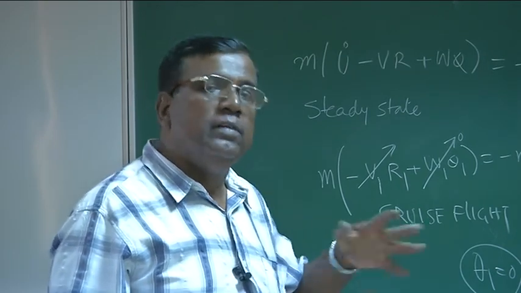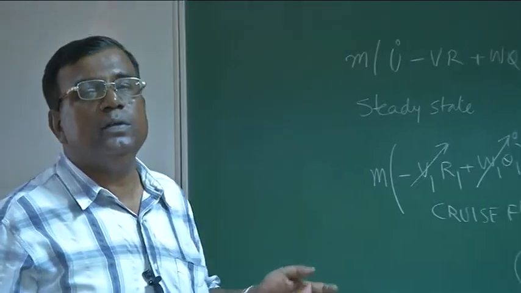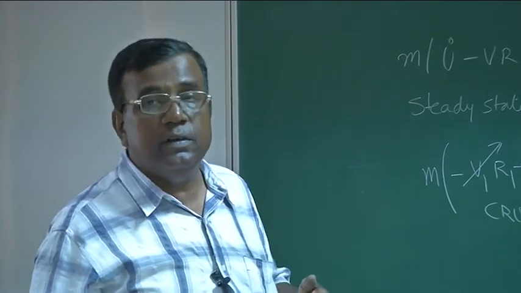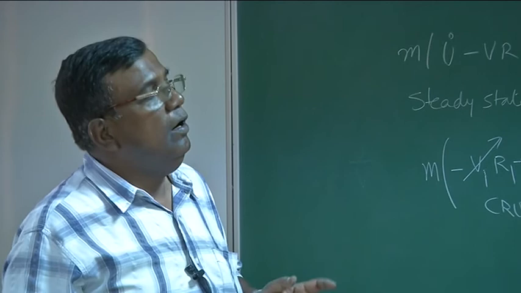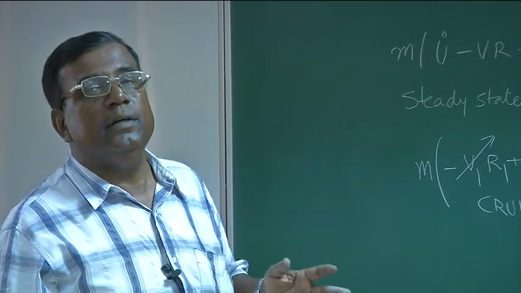Okay? And then you will see how you get the characteristic equation and get the roots. If the roots are negative, we have one meaning; if roots are positive, a different meaning. And that is how we will be analyzing the dynamic stability of an airplane. Okay? Thank you very much.